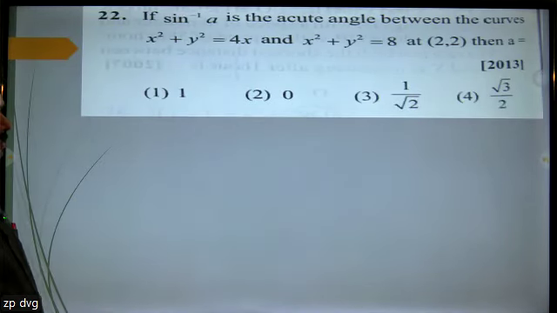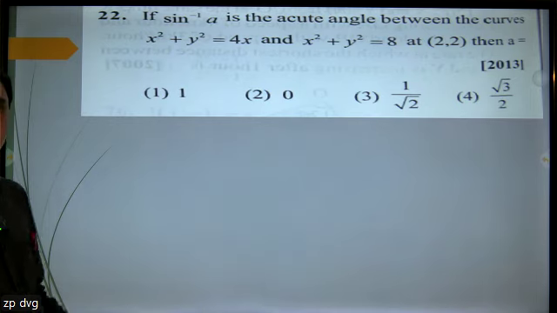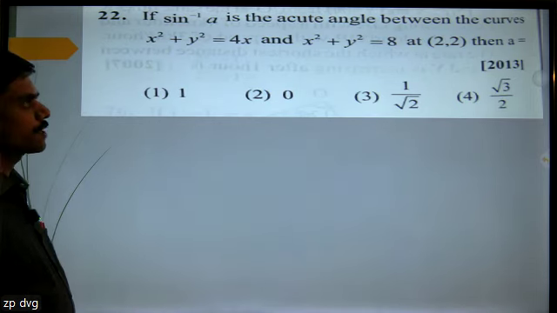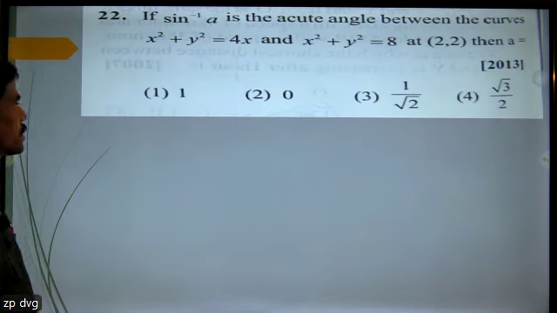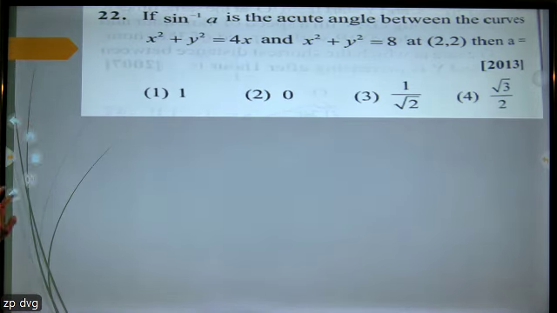Good afternoon, students. Today also we will discuss the questions from application of derivatives. Yesterday we completed up to question number 23. So from today we will discuss from question number 24.